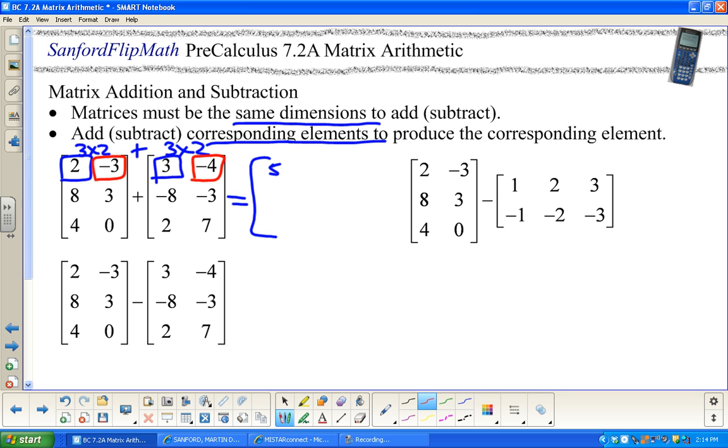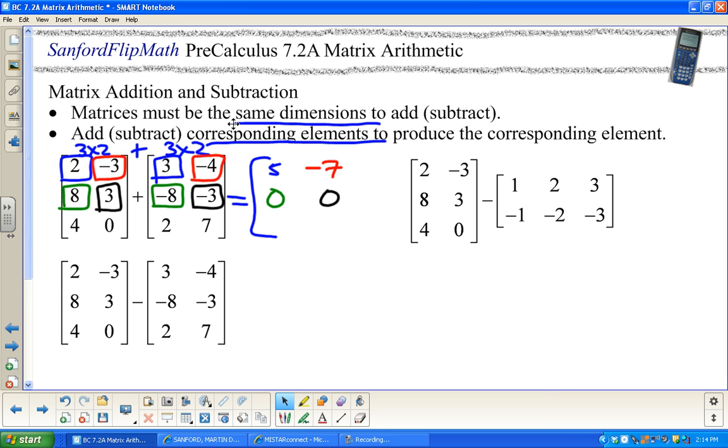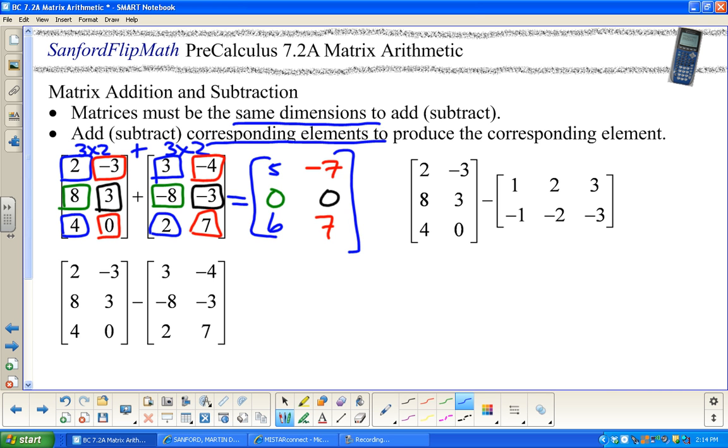-3 plus -4 is -7. 8 plus -8 is 0. Okay, and this is it. I mean, how hard is this? 3 plus -3 is 0. Well, that's an exciting middle row, isn't it? But you still have to represent it. 4 plus 2 is 6, and then at last 0 plus 7 is 7. Okay, and that is the entire matrix.